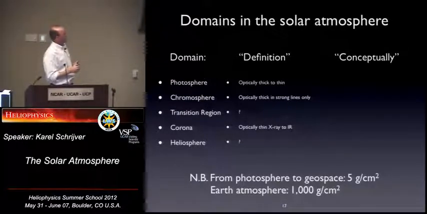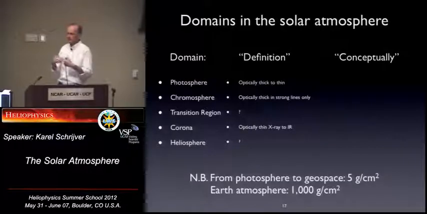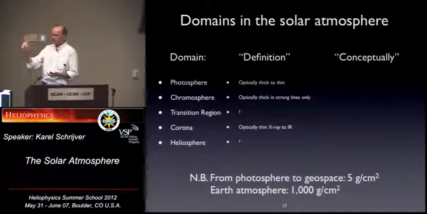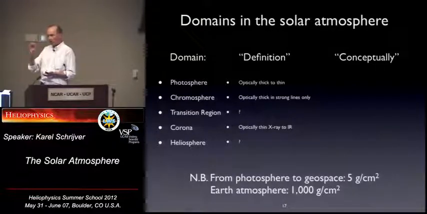And that's why we're not calling it a real surface, because it has a substantial extent. When we talk about the chromosphere, it's essentially a layer that is optically thin to almost everything, except if you look at specific strong lines in some of the low ionized states.